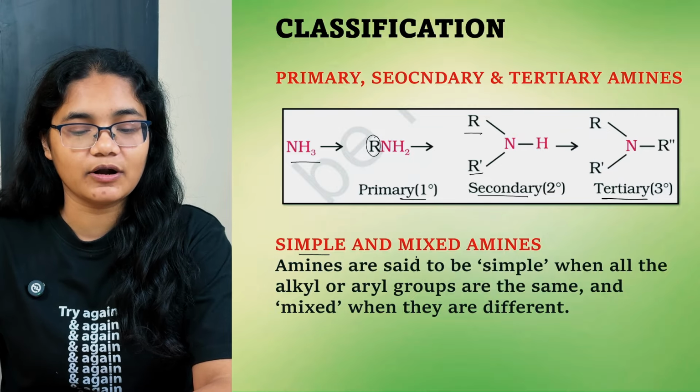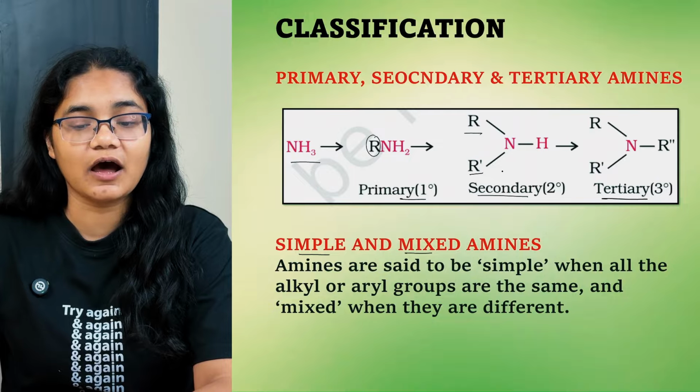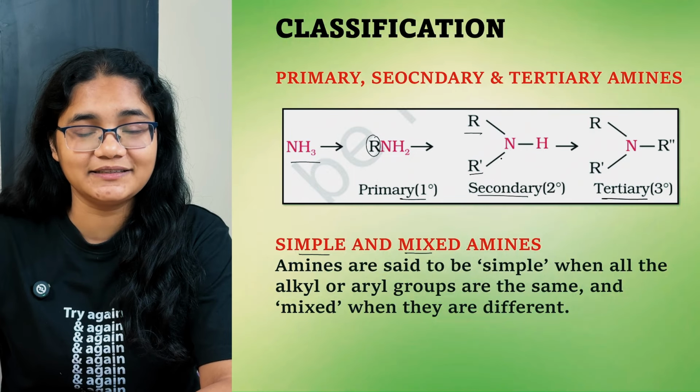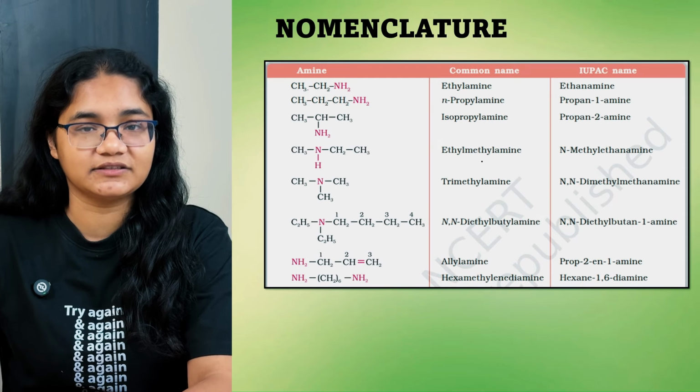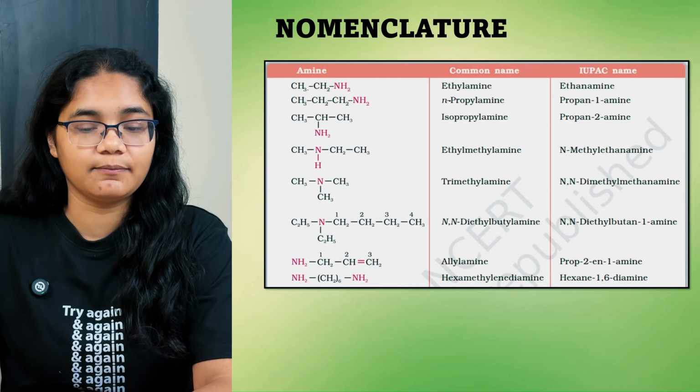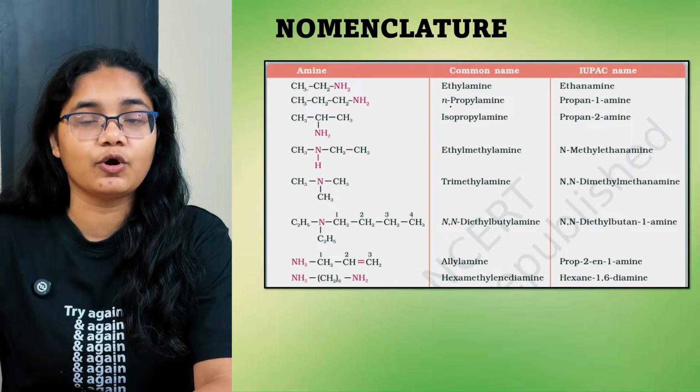Now here we have something called simple and mixed amines. So if all the R groups are the same, then it is called a simple amine. And if the R groups are different, then it is called a mixed amine. Now the nomenclature is very important. Again, here we will focus more on the common names.